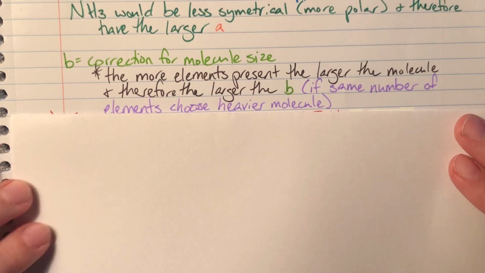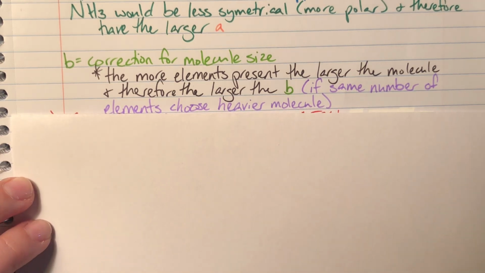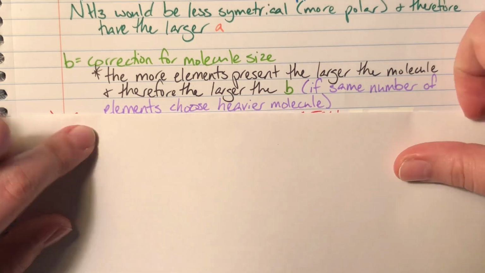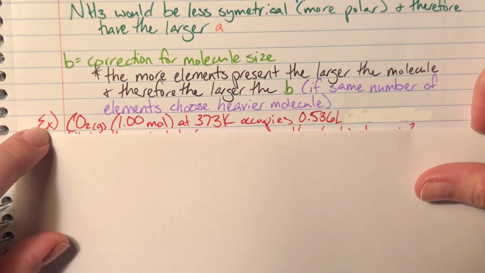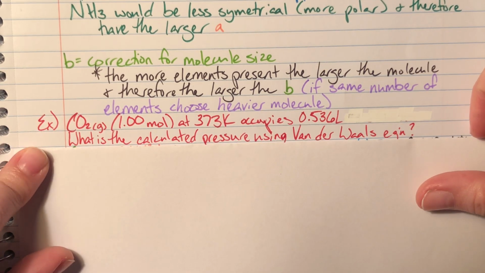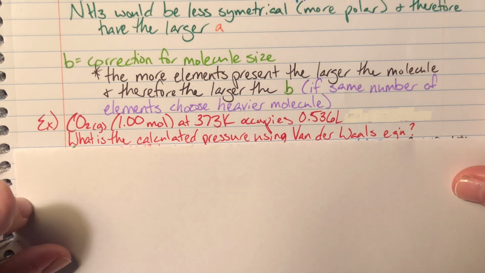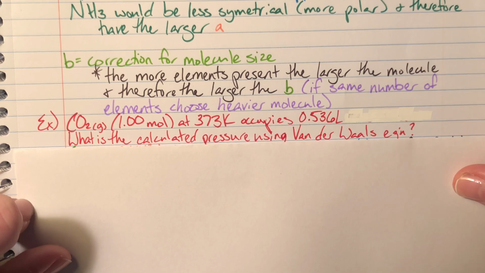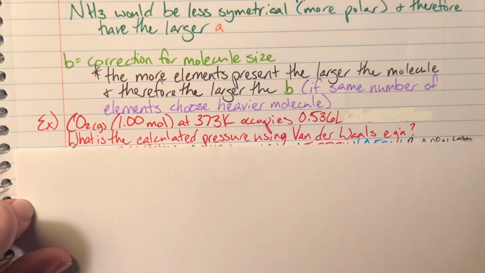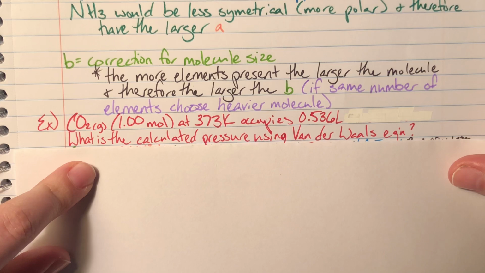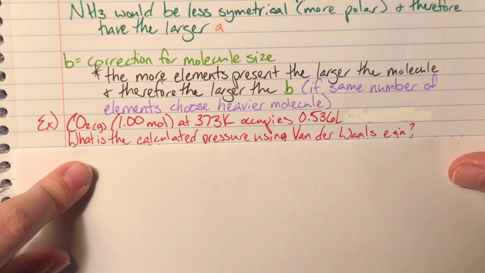And now I'm just going to go ahead and very quickly show you how I would actually utilize the Van der Waals equation for a calculation. So I have this initial question. I have CO2 gas, 1 mole, at a temperature of 373 Kelvin. And when that is true, it is occupying 0.536 liters. Then it says, what is the calculated pressure using the Van der Waals equation?